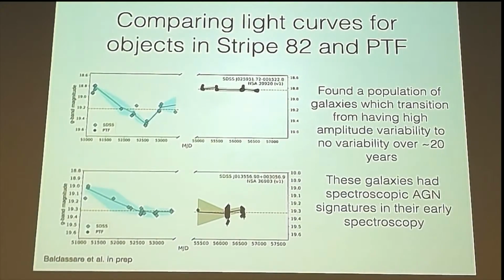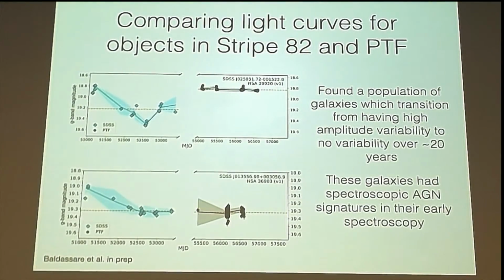Okay, so this is a little aside on some other interesting objects that I found through this variability work, comparing light curves for objects where we had data in both Stripe 82 and the Palomar Transient Factory. Here I'm showing the Stripe 82 light curves in blue, which, again, covered from about 1998 to 2008, and then the Palomar Transient Factory light curve in gray, which covered from about 2009 to 2017.